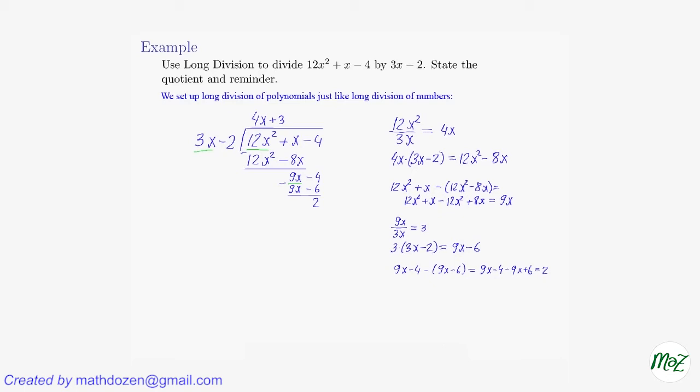So let me state the result once again. The quotient is 4x plus 3. The remainder is exactly 2. And we can write the original polynomial, 12x squared plus x minus 4, as being exactly equal to 3x minus 2 times 4x plus 3, plus 2. So the last term is the remainder, and the 4x plus 3 is the quotient, just like with whole numbers.